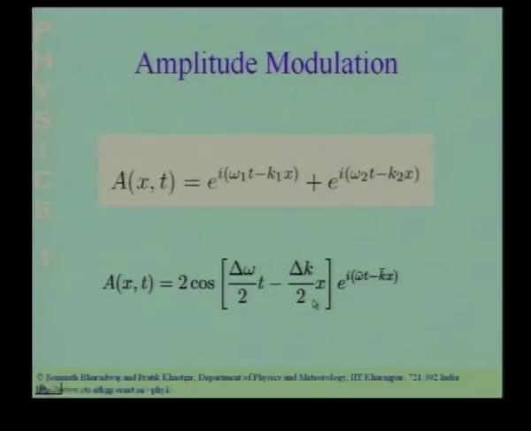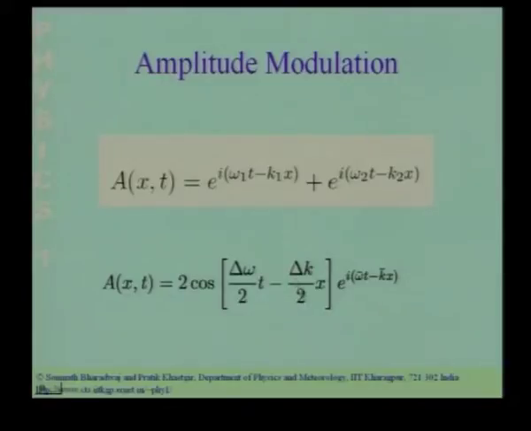Now, when we superpose two waves of two slightly different frequencies, what we get is a fast travelling wave again at the average frequency, but the amplitude of this wave gets modulated, and it itself behaves like a wave which propagates, which has a small wave number and a small angular frequency. So, the modulation of the amplitude is represented through this.